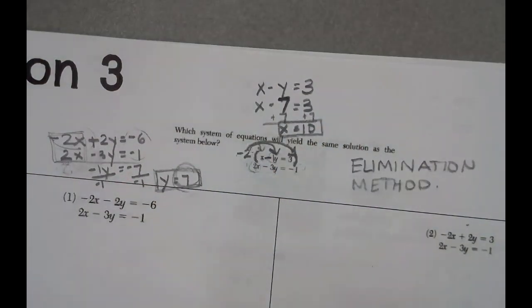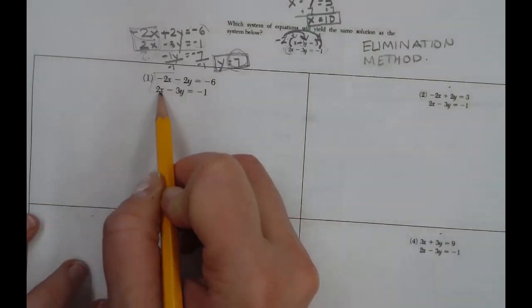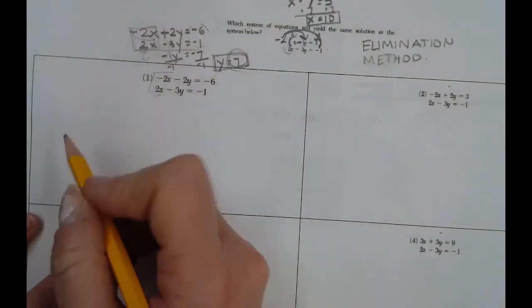Now we've got to figure out which of these equations down here has that solution. All right, let's get it. Let's just go for it. All right, number 1 is set up for us beautifully. This is already a zero pair right there.